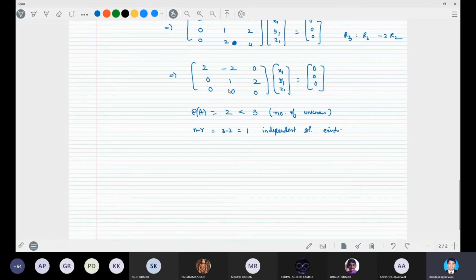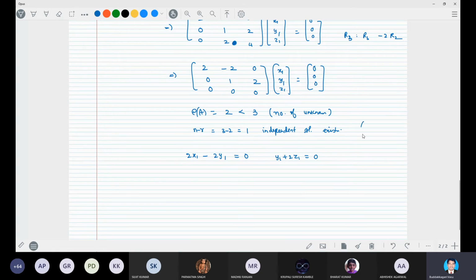One independent solution exists. So now we write them into the equation form. That will result in 2x1 minus 2y1 is equal to 0 plus 0 into z1, and another one, y1 plus 2z1 is equal to 0. Is there any third equation? No. So therefore it has one independent solution.